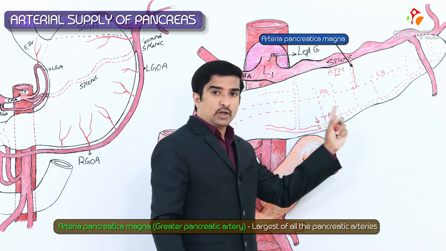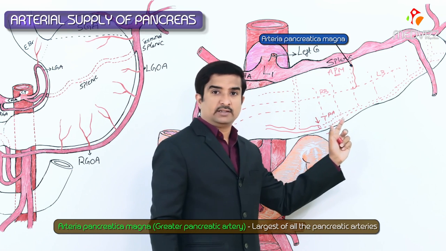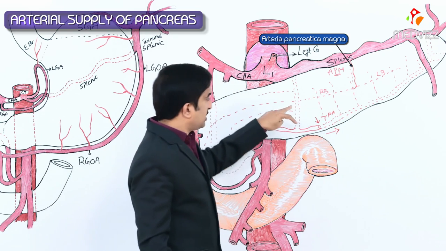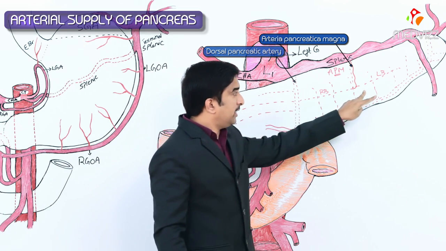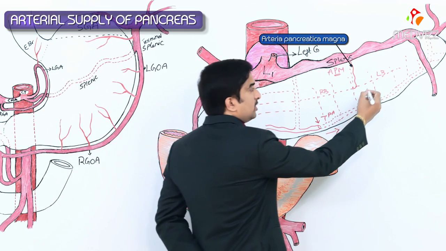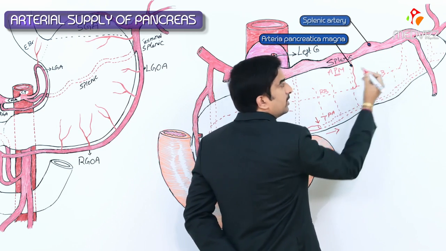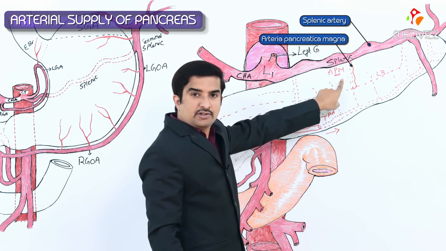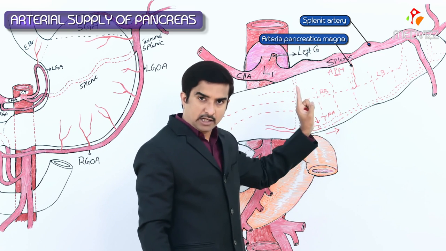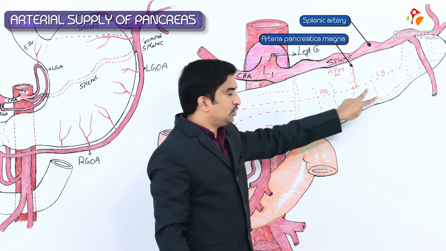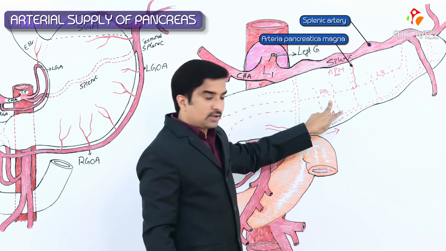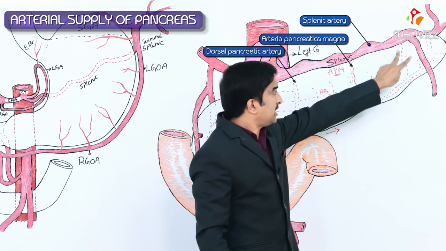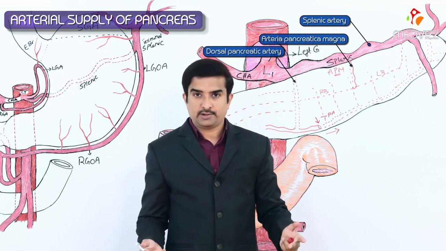Why are we calling it the greater pancreatic artery? Because this is the largest of all the pancreatic arteries. It gives off a right branch, which anastomoses with the dorsal pancreatic artery, and it also gives off a left branch. The left branch will anastomose again with the splenic artery. Arteria pancreatica magna is the largest branch of all the pancreatic arteries. It divides into two terminal branches: the right branch anastomoses with the dorsal pancreatic artery, and the left branch anastomoses with the terminal part of the splenic artery.